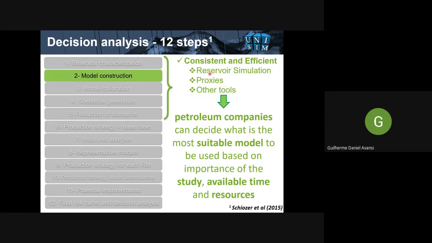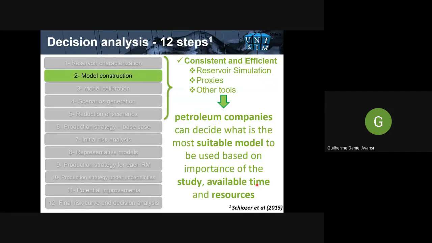So with these models, petroleum companies can decide what is the most suitable model to be used based on the importance of the study, because, for example, we have 3 different types of applications. I will explain this in the next slide. The first one is uncertainty reduction, which we are calling here data simulation for uncertainty reduction. And the other is linked to the future, that is production forecasts and decision analysis. So this is the importance of the study.